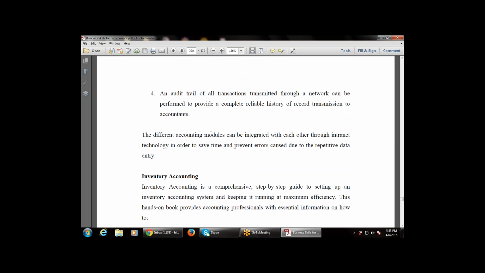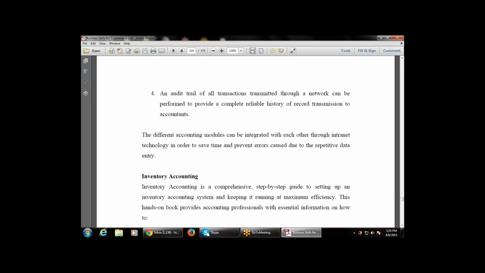The different accounting modules can be integrated with each other through internet technology in order to save time. So this is one of the major advantages. So why is the internet used in different accounting modules? To save time and prevent errors, that is, errors that are caused by repetitive data entry.